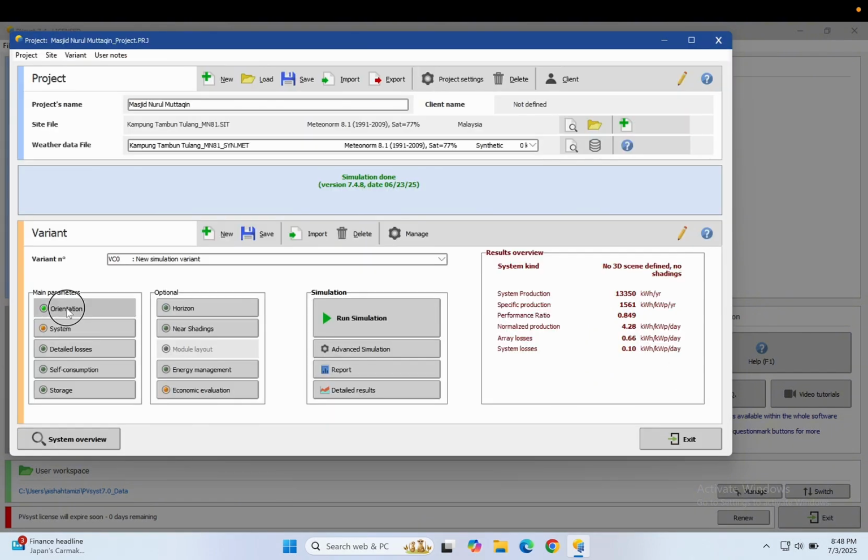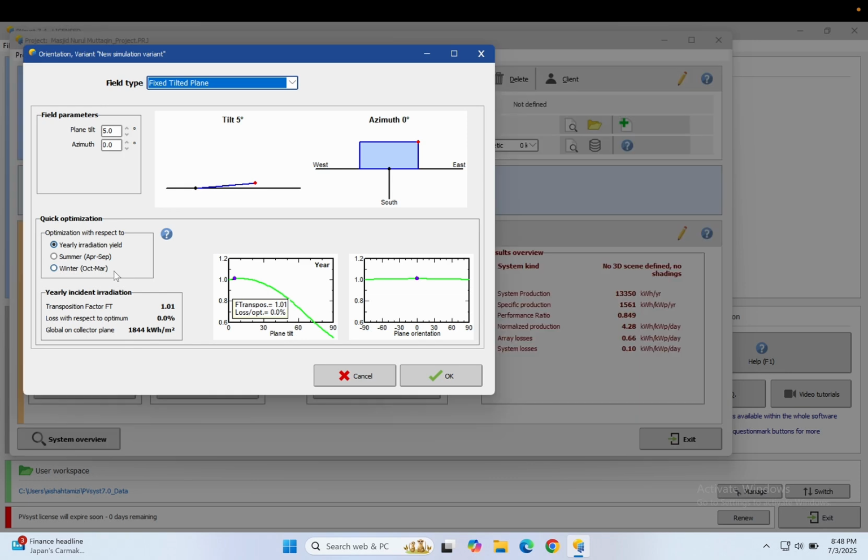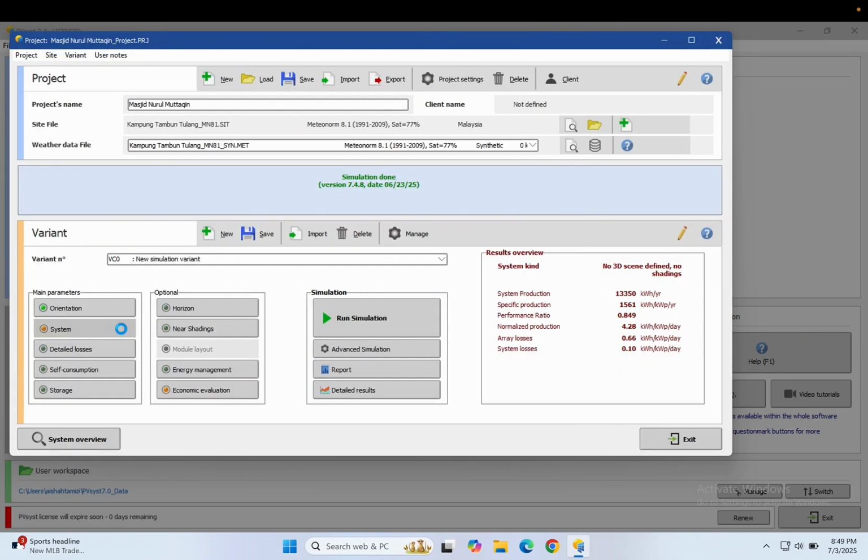For the orientation, select orientation. I configure the system with a plane tilt of 5 degrees and azimuth 10 degrees facing true south, and no shading analysis was included due to the open rooftop. Then choose the main parameters of the system.